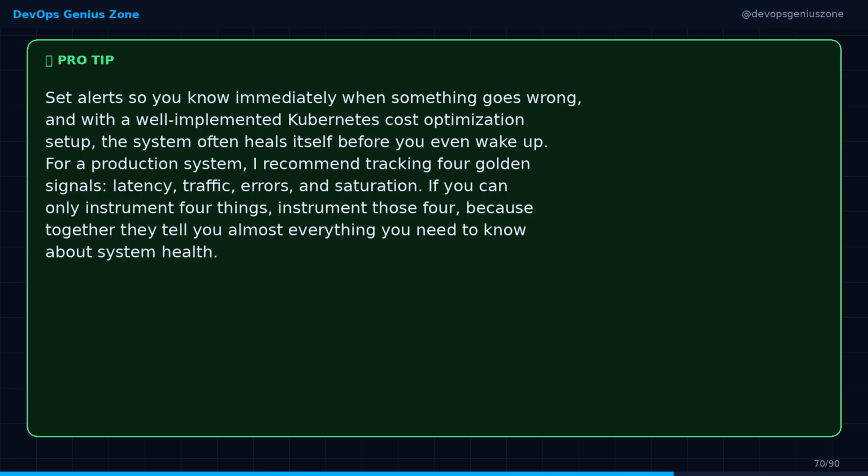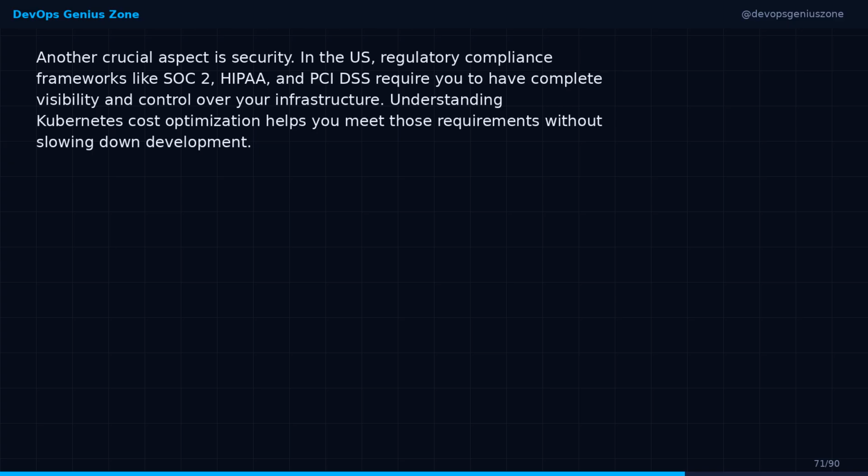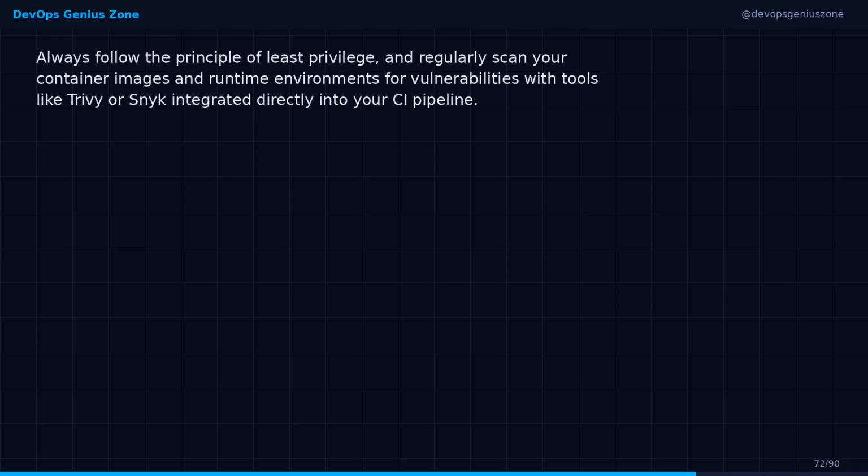In the US, regulatory compliance frameworks like SOC2, HIPAA, and PCI DSS require you to have complete visibility and control over your infrastructure. Understanding Kubernetes cost optimization helps you meet those requirements without slowing down development. Always follow the principle of least privilege, and regularly scan your container images and runtime environments for vulnerabilities with tools like Trivy or SNYK integrated directly into your CI pipeline.